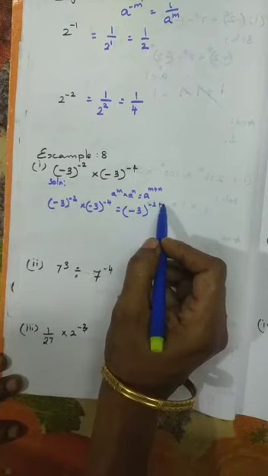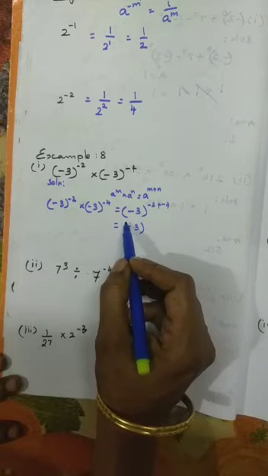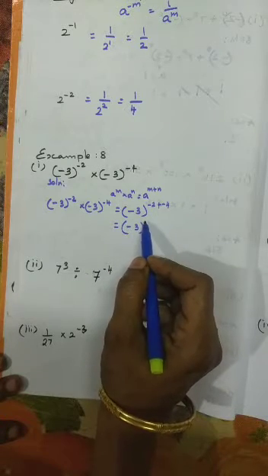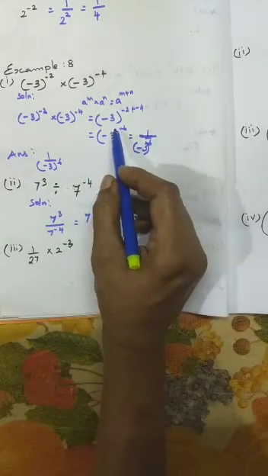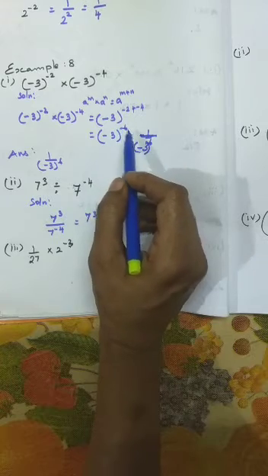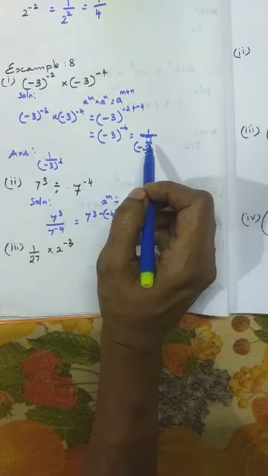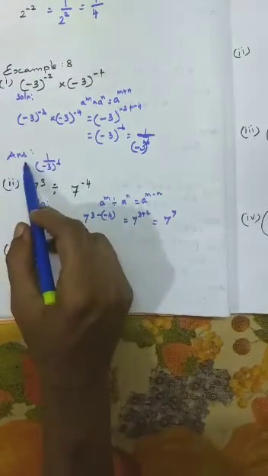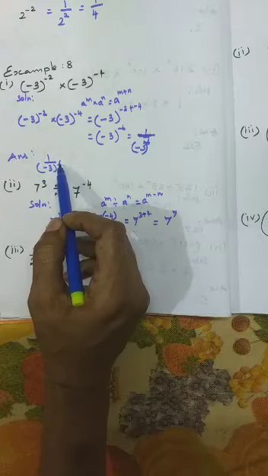Minus 2 plus minus 4 is equal to minus 3 the whole power, minus 2 plus minus 4 is minus 6. Okay. Minus 3 the whole power minus 6. You have to change the power positive. So 1 by minus 3 the whole power 6. Okay. So the answer is 1 by minus 3 the whole power 6.